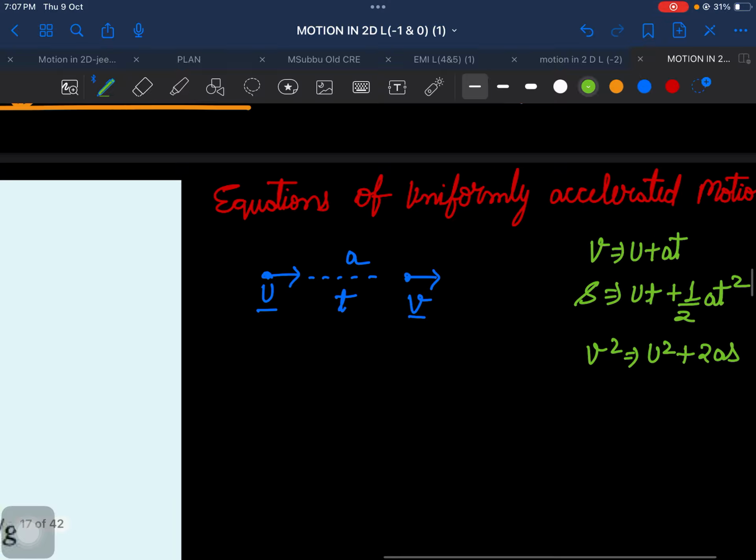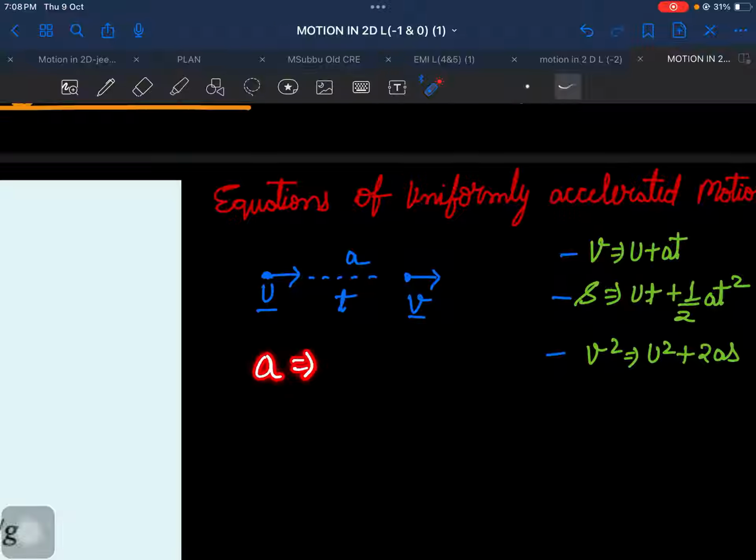So let me derive these equations for you. What is acceleration? Acceleration is equal to final velocity minus initial velocity divided by time. So from here you will get the first equation.